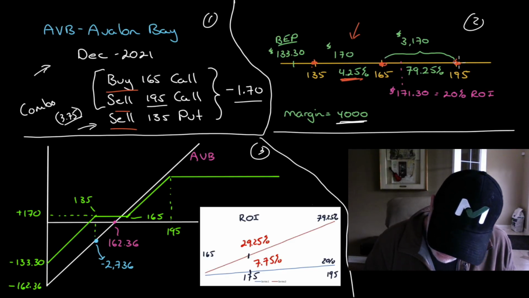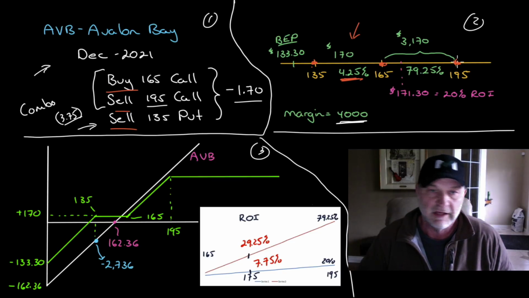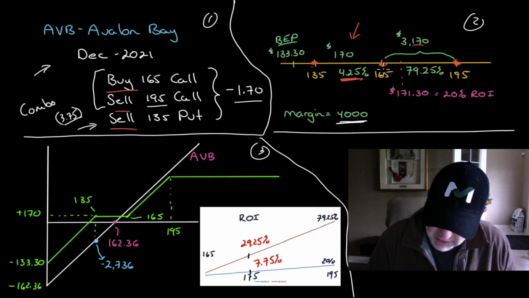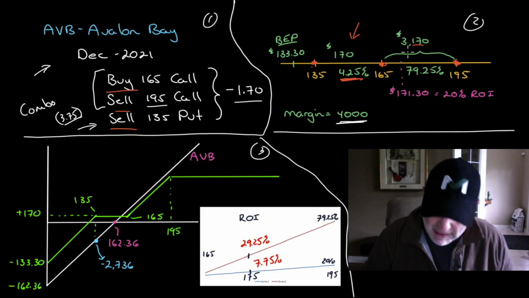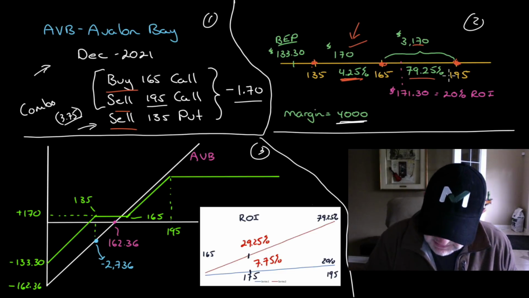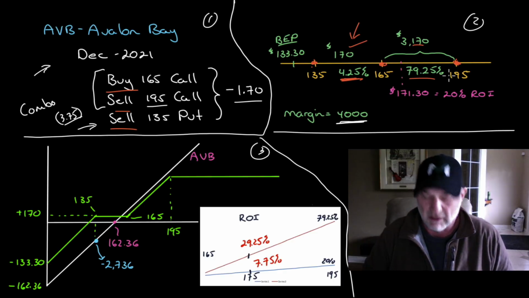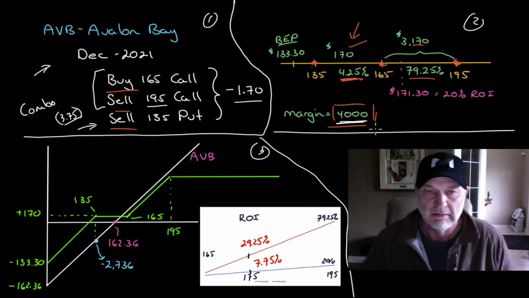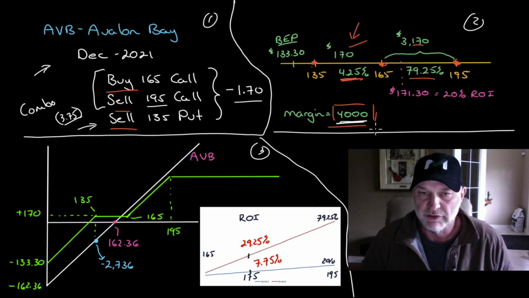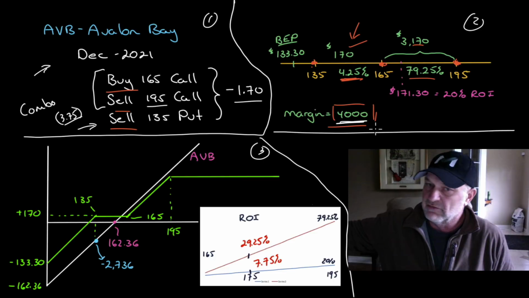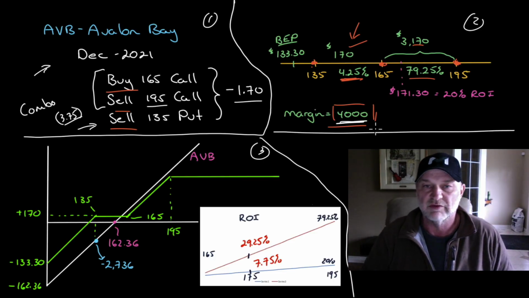Anything between 165 and 195, I get dollar for dollar. But remember, I also got the 170. So if it ends at 195, since that's a $30 spread, I'd make $3,000 on one contract plus the 170 I got. That is a 79.25% ROI, because I consider my investment my margin. I got to have that in there anyways. So that's a 79.25% return. If Avalon Bay goes above 195, I've maxed out at 79.25%.